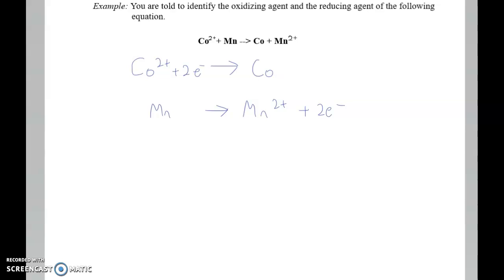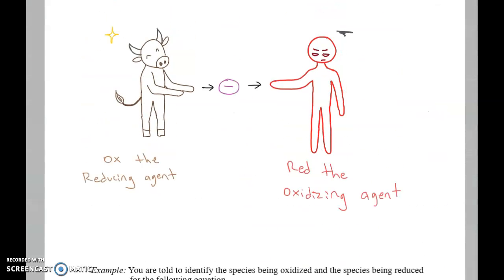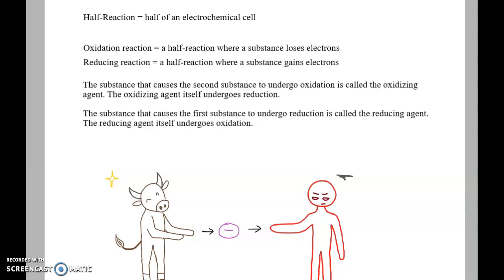So cobalt is the species that undergoes reduction. And manganese undergoes oxidation. And from what we've seen up above, the oxidizing agent undergoes reduction, and the reducing agent undergoes oxidation.